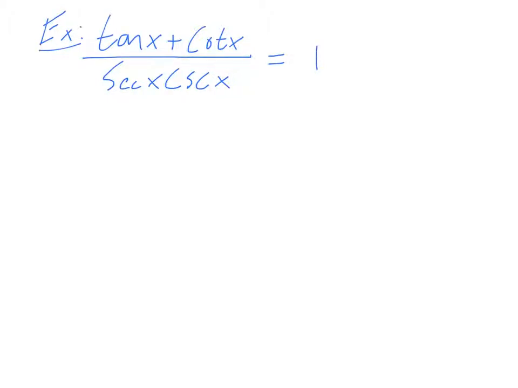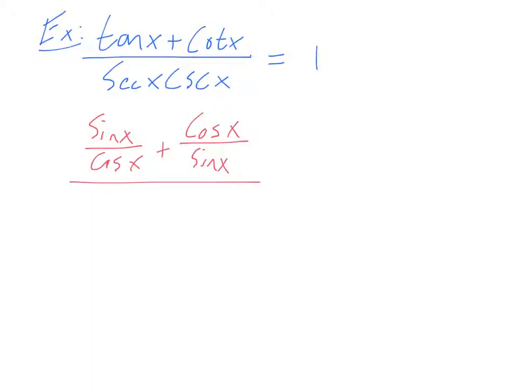The strategy that I'm going to use is to get everything in terms of sine and cosine. Anytime I see a lot of tans and cotangents, secants and cosecants, in a situation where I can't immediately apply one of the Pythagorean identities that involve those, then I usually write them all in terms of sine and cosine. So we get sine x over cosine x plus cosine x over sine x, right? And on the bottom, secant x cosecant x is the same as 1 over cosine x sine x, right?